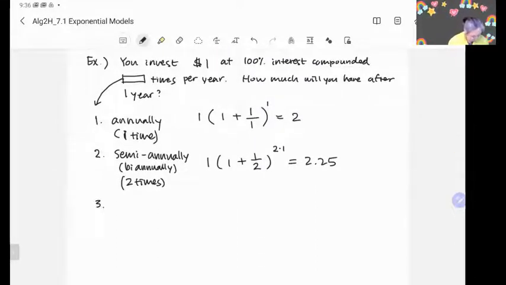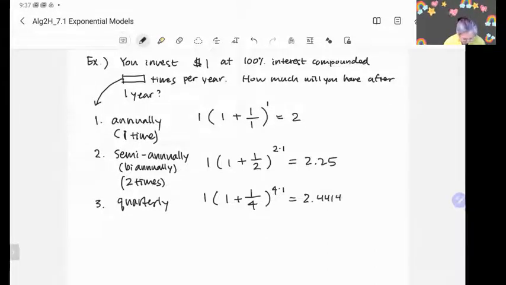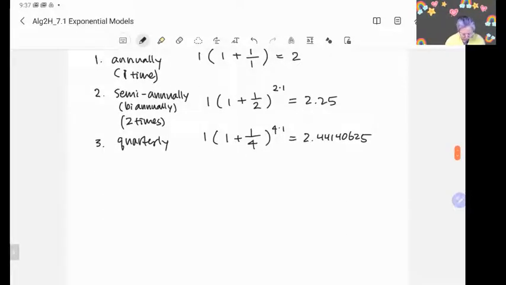Then the third one says quarterly. So you divide the whole year into 4 even periods, then every 3 months you will get the promised interest, right? So it's going to be 1 and 1 plus 1 over 4, and then it's going to be 4 times for 1 year. Then if you calculate it, it's going to give you 2.44140625. Okay, then we will do more.